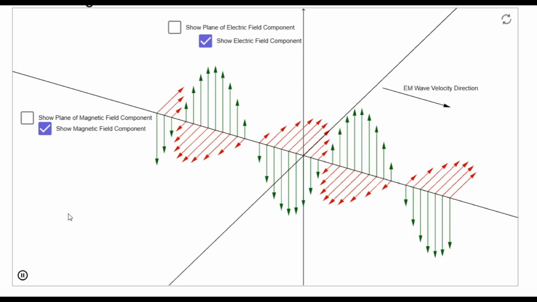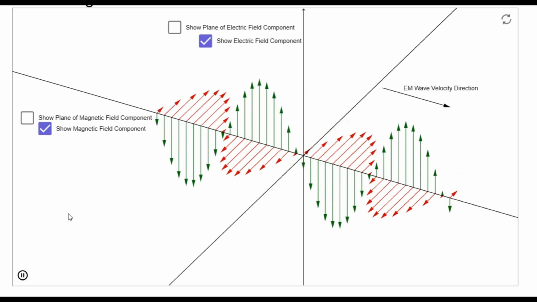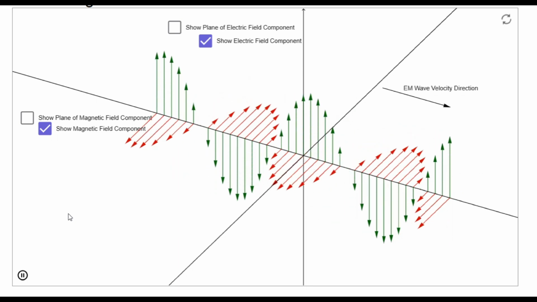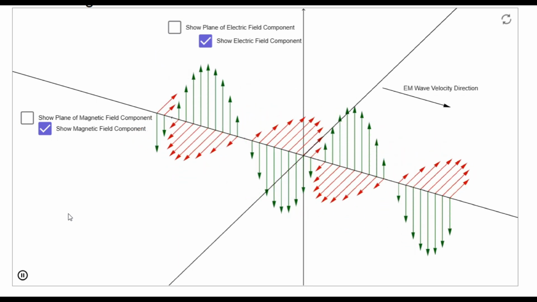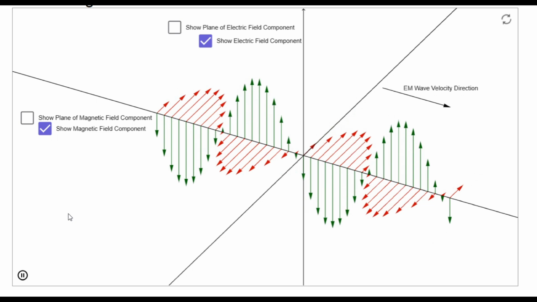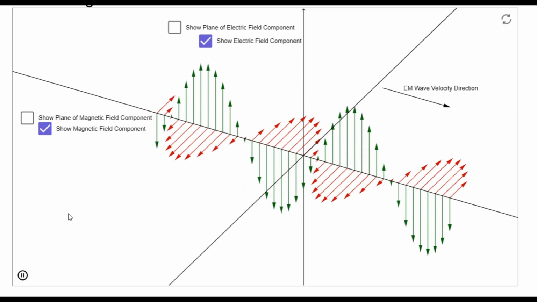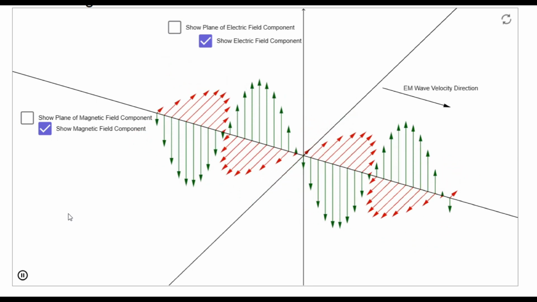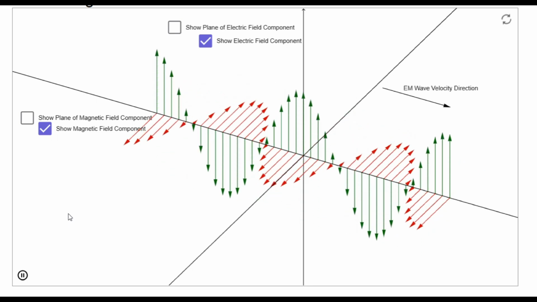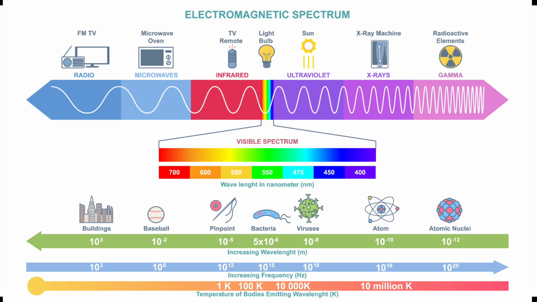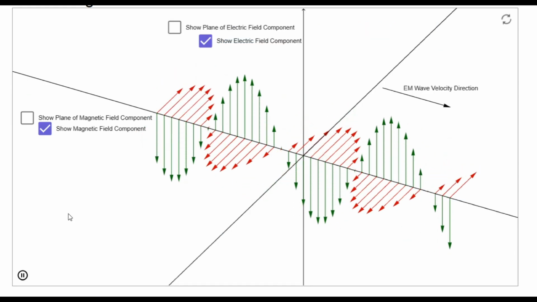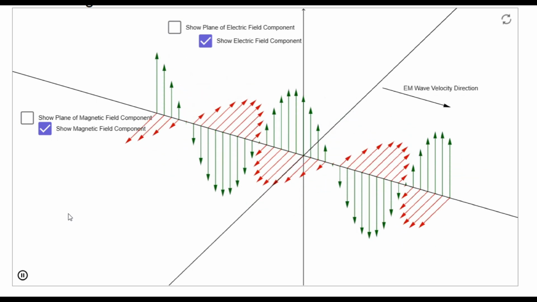What is the relationship between the frequency and wavelength of an electromagnetic wave? The frequency f and wavelength lambda of an electromagnetic wave are inversely proportional, given by the equation c equals f times lambda. What is the electromagnetic spectrum? The electromagnetic spectrum is the range of all possible frequencies of electromagnetic radiation, including radio waves, microwaves, infrared, visible light, ultraviolet, X-rays, and gamma rays.